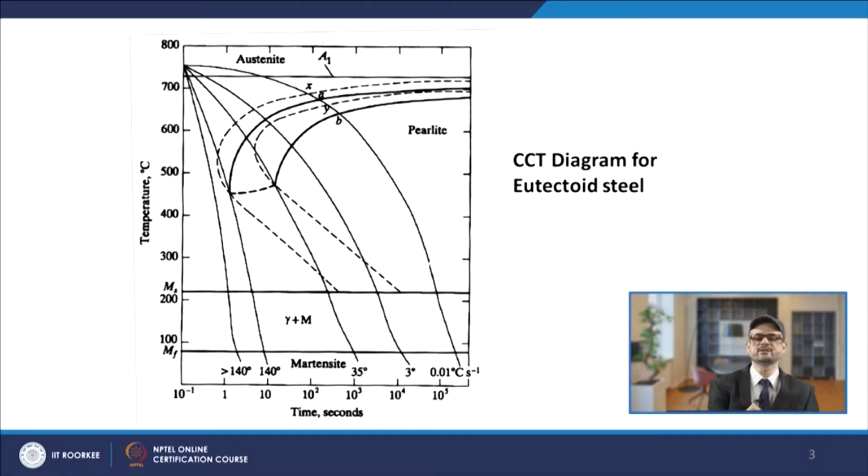This cooling rate is a slow cooling rate, whereas the other curves are certainly for higher cooling rates than this. So, this is 3 degrees per second. Similarly, this is 35 degrees per second, 140 degrees per second, and more than 140 degrees per second.